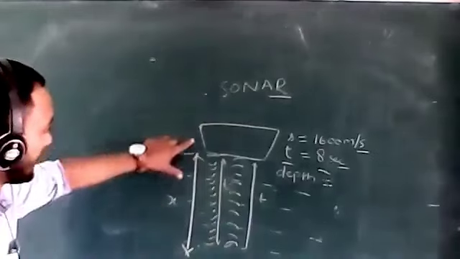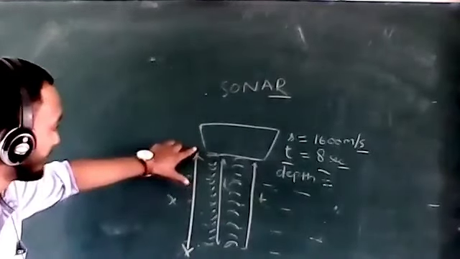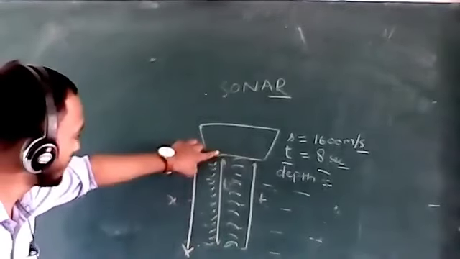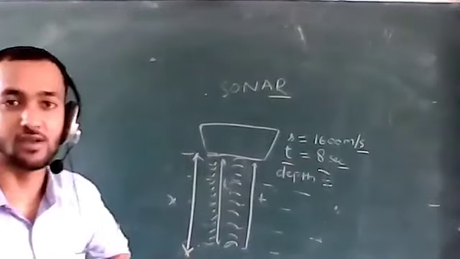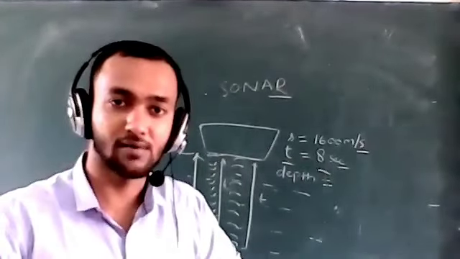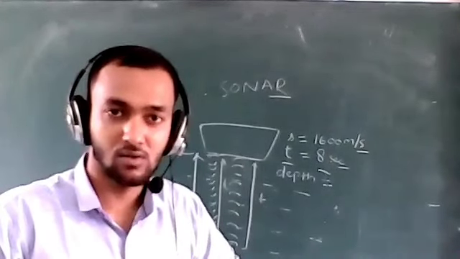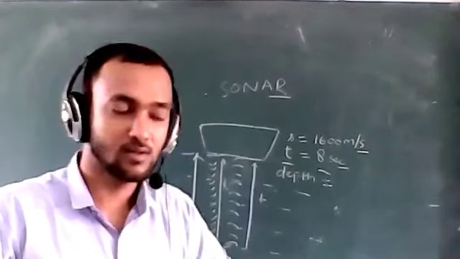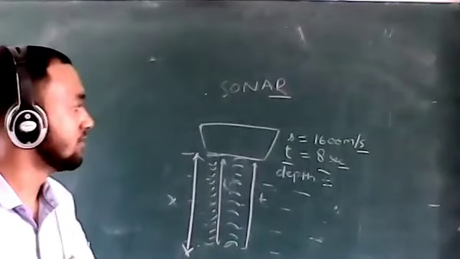The speed of sound in water is 1600 meter per second, and the total time taken for the sound to reflect and return to the boat is 8 seconds. Now we have to calculate the depth of the sea. Okay, Abdul Rahman, what is the answer? Sir, 200. Okay, Vaishnavi. Sir, 12,800 meter. Okay, okay.